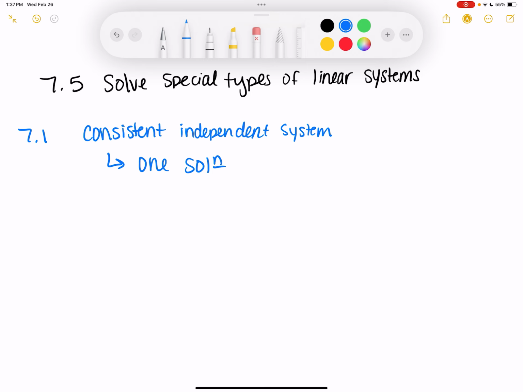We can have the consistent, independent, that's still an option. We can also have a consistent and dependent system, which means that it has infinitely many solutions.